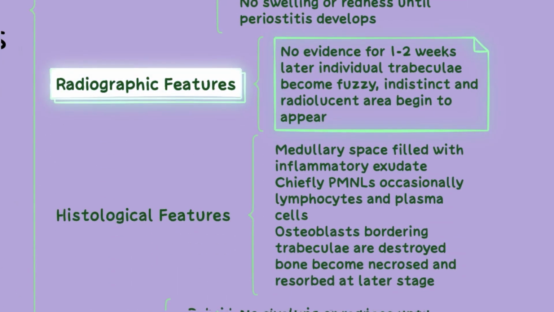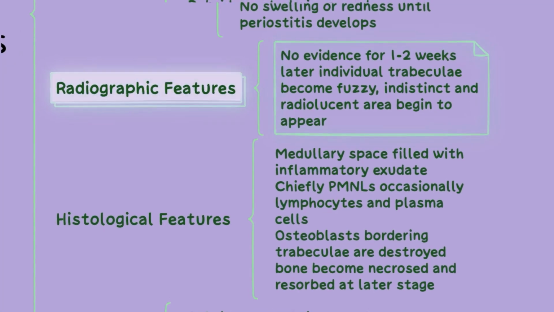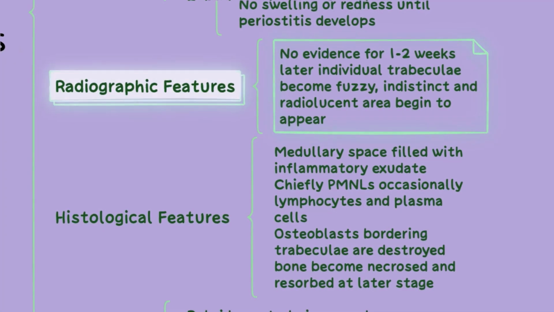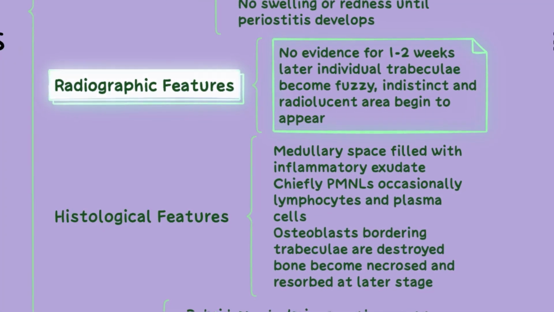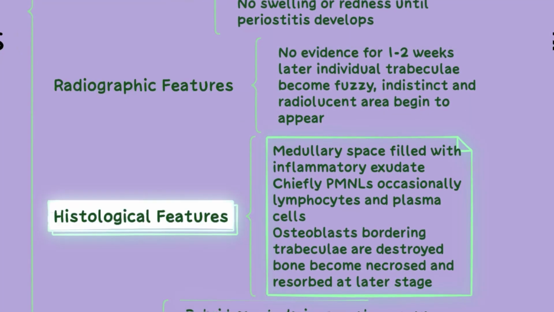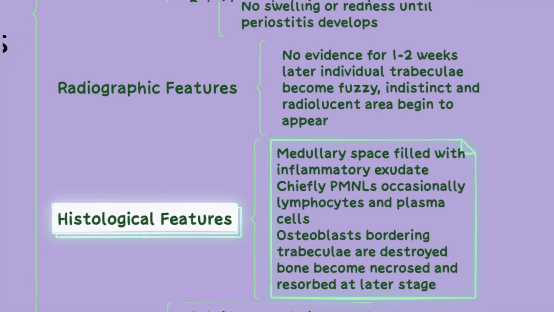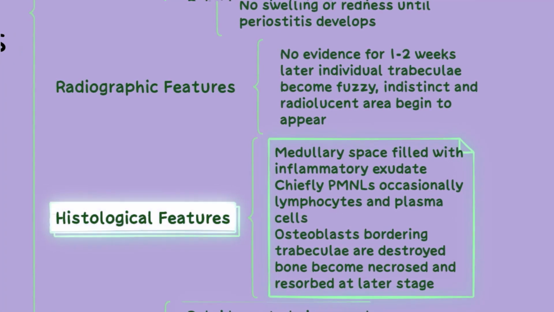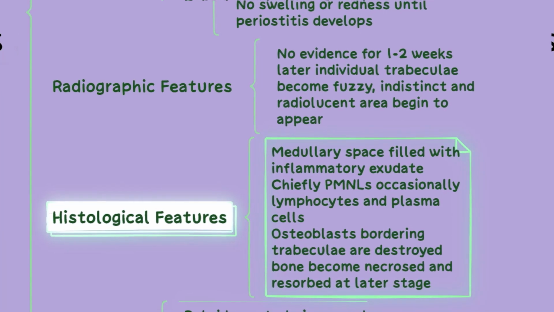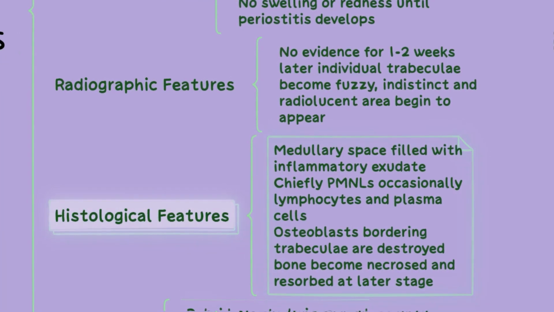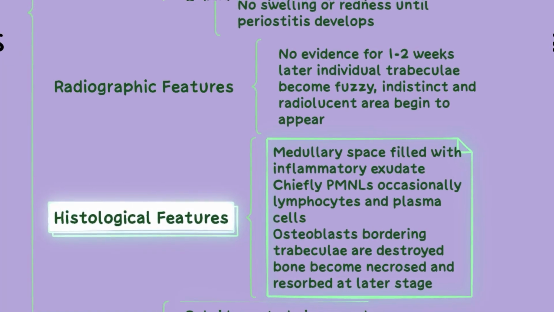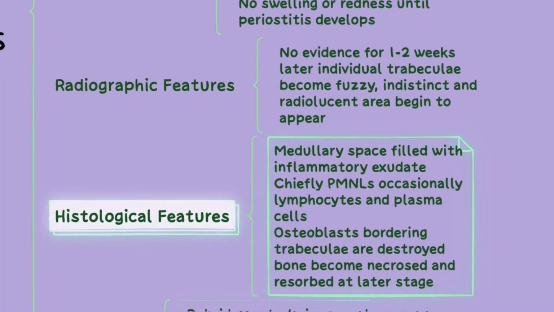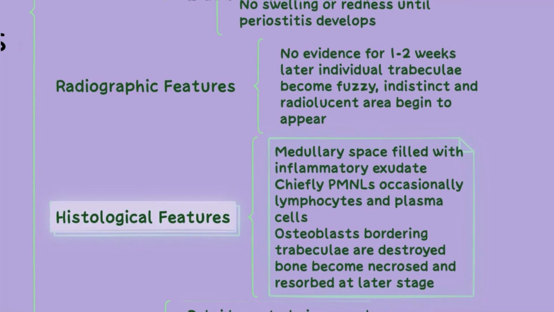In the early stages, that is, 1 to 2 weeks, there may be no radiographic evidence. Later on, individual trabeculae in the bone may become fuzzy and indistinct, and radiolucent areas may appear. Histological examination shows the medullary space filled with inflammatory exudate, primarily polymorphonuclear leukocytes, occasionally with lymphocytes and plasma cells. Osteoblasts bordering trabeculae may be destroyed, leading to necrosis and resorption of bone at later stages.